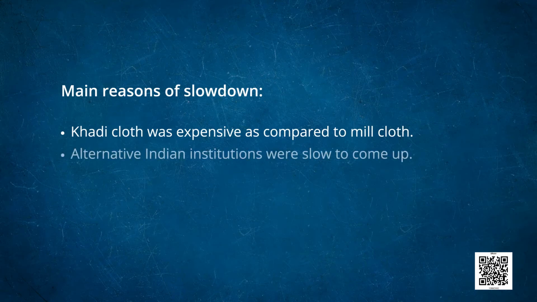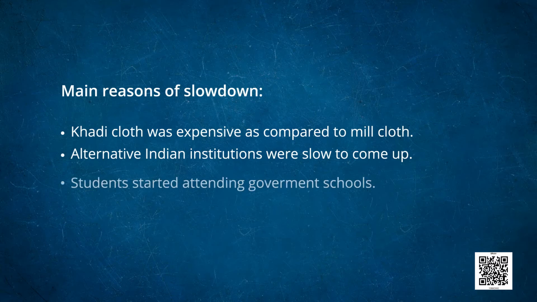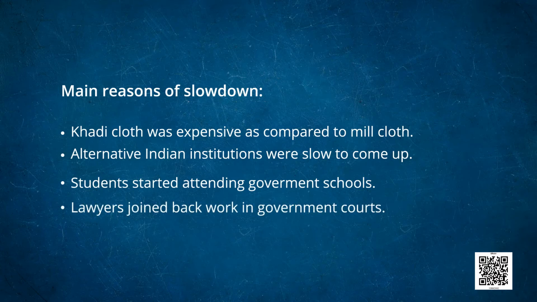Second, alternative Indian institutions were slow to come up. As a result, the non-cooperating Indians ultimately had to go back to British institutions. So, the students started attending government schools again and lawyers joined back in government courts.